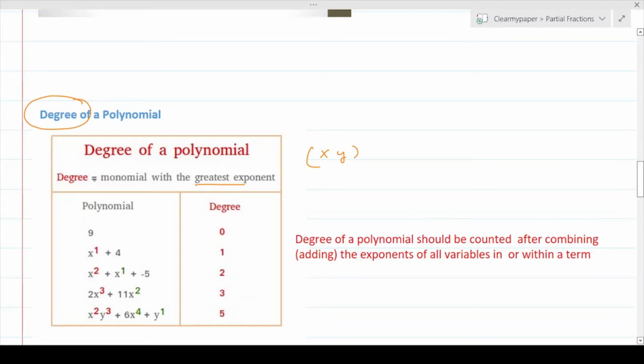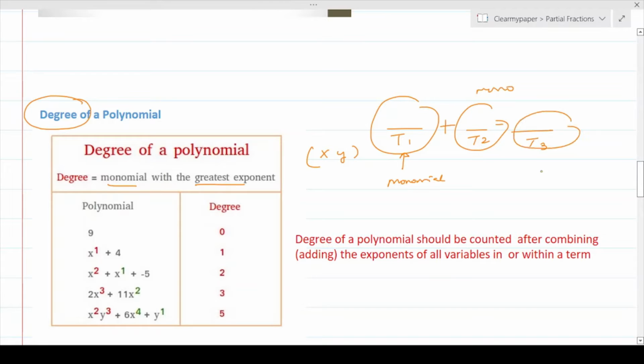Okay, and why have they written it as monomial with greatest exponent? Because each thing you have to take as a term. Let's say this is term 1, then there is term 2, and there is term 3. So each one individually is just one term, right? And if the polynomial has just one term, it becomes a monomial. So a polynomial is nothing but a combination of a lot of monomials. So this by itself is a monomial, this by itself is another monomial, and this itself is another monomial, right?